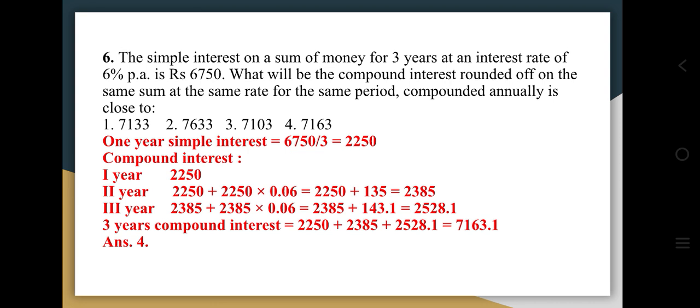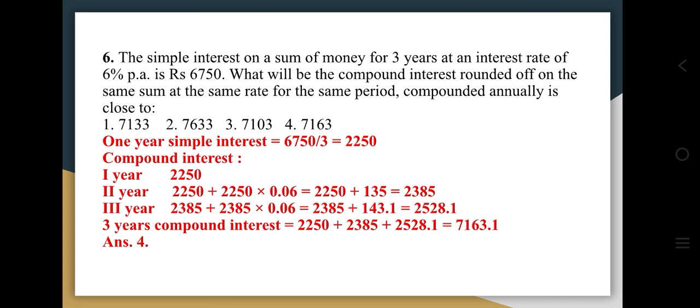Second year compound interest is first year compound interest 2,250 plus interest for 2,250 at 6% rate. So the second year interest is 2,250 plus 2,250 into 6 by 100. On simplification you get 2,250 plus 135, which is 2,385. So the second year compound interest is 2,385. Now what is the third year compound interest?